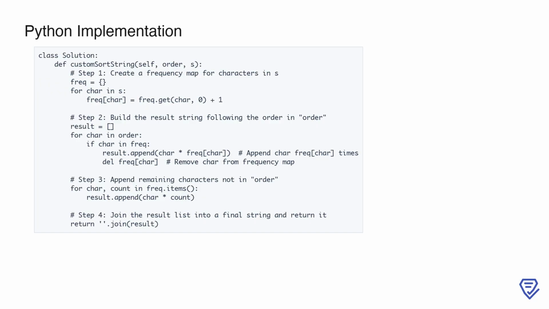The algorithm is efficient, with a time complexity of O(n + m), where n is the length of S and m is the length of order. This is because we iterate through S once to build the frequency map, and we iterate through order and the remaining characters in the frequency map once more to construct the result. The space complexity is O(n), as the frequency map stores at most n entries for the characters in S.